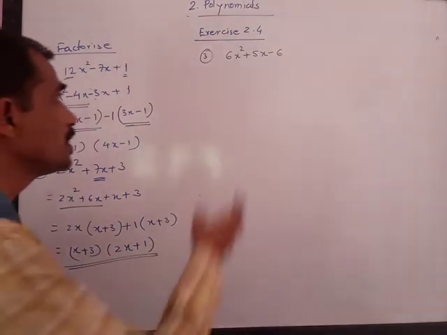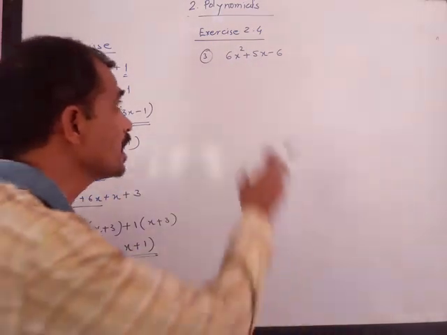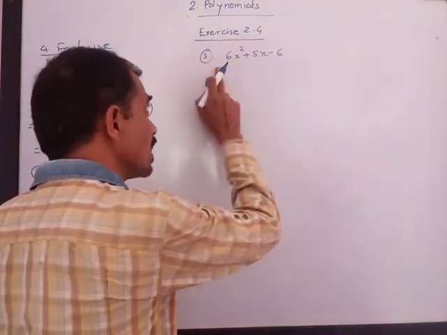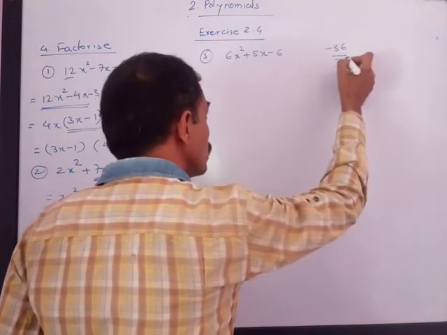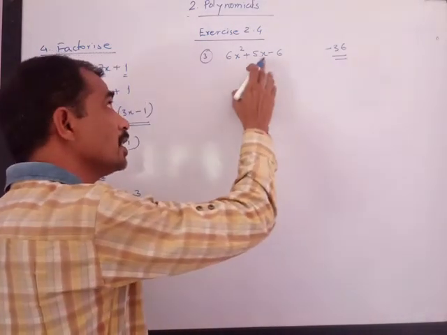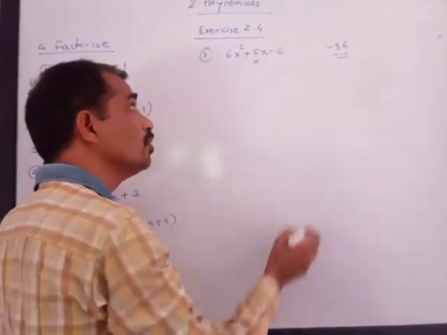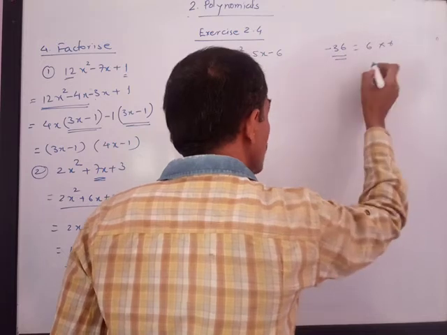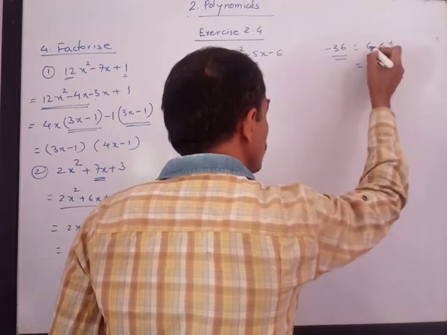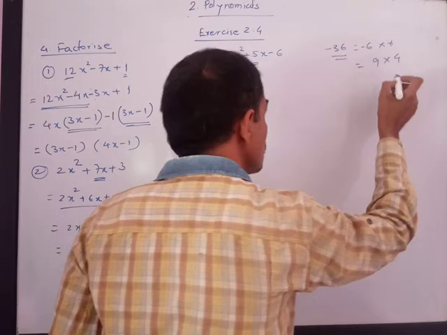Now third problem is 6x square plus 5x minus 6. So we want two numbers such that their product is the product of the first and last. Product of the first and last, 6 into 6, is minus 36. So we want two numbers in such a way that their sum is plus 5, but their product is negative 36. So 36 is equal to 6 into 6. Then 1 will have negative sign. Then you have 9 4s are 36.